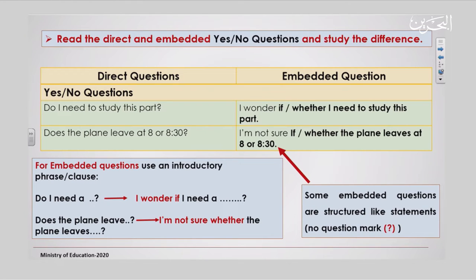Be careful. Some embedded questions are structured like statements. So they are not questions, meaning you don't add a question mark at the end, but rather you put a full stop.